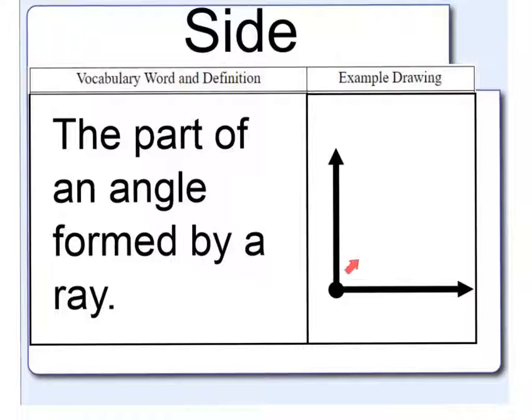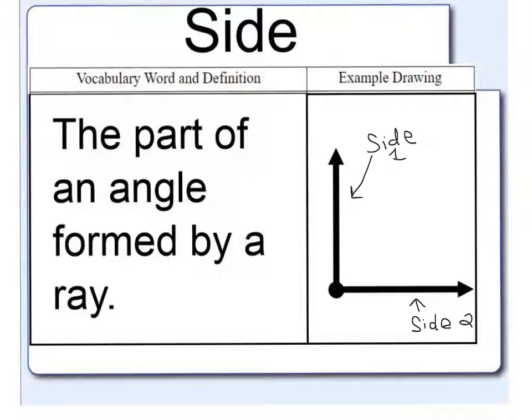Now go on to your drawing. Let's look back at the drawing that we already did. We're going to label two things. One side right here is one side, so I'm going to label it side 1. And then I have another side down here. This is side 2. So I know a ray has one side, but two rays have two sides. The part of an angle formed by a ray: well, there are two rays, which means there are two sides of my angle.